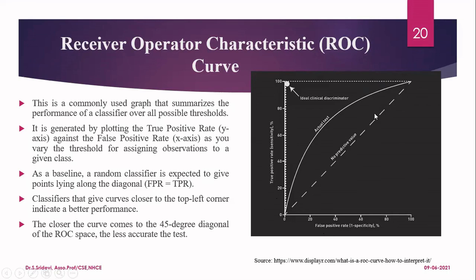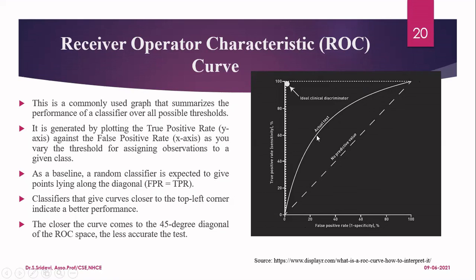In this graph, you can see two different things. One is the dotted diagonal line. This is nothing but no predictive value. It is not the output of your classifier. Instead, it is used as a baseline. A baseline is nothing but a reference with which you can see how your model is performing. As a baseline, a random classifier is expected to give points lying along the diagonal. If you see this line, here FPR will be equal to TPR. Then only we will get the diagonal. When this is 20, this is also 20, 40, 40, 60, 60, and so on. So this diagonal is used only as a reference line.